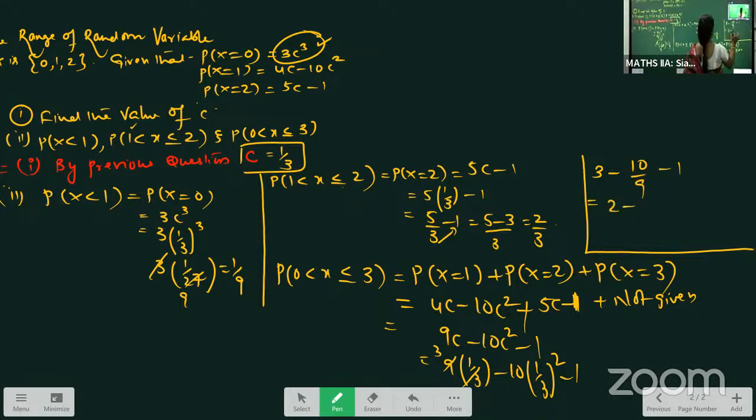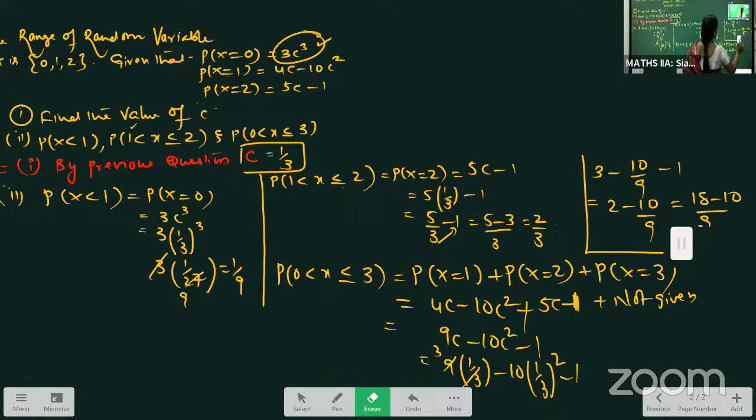That is 2 minus 10 by 9. So how much are you getting here? 18 minus 10 by 9. That is 8 by 9, your answer. Sure, people are able to see. That is 8 by 9. So this is your answer.